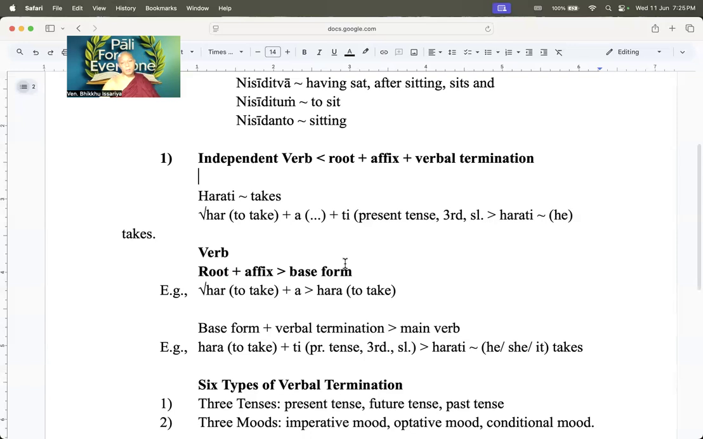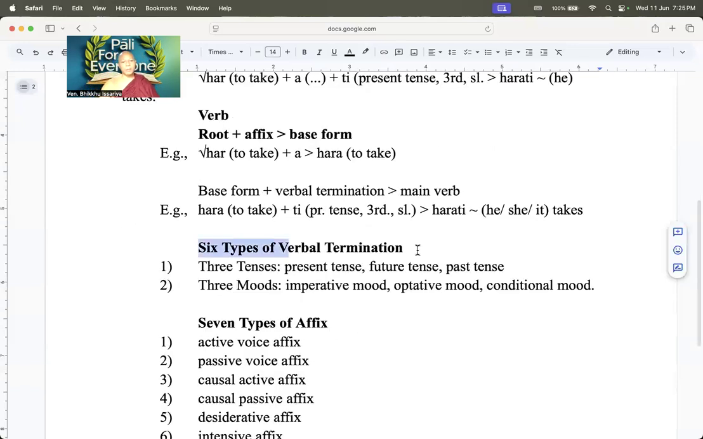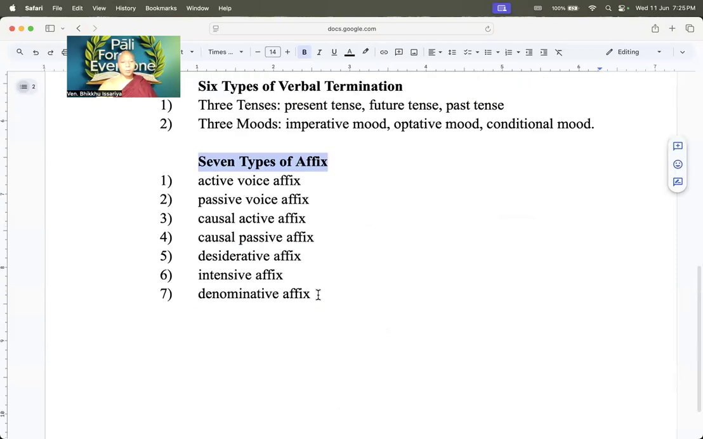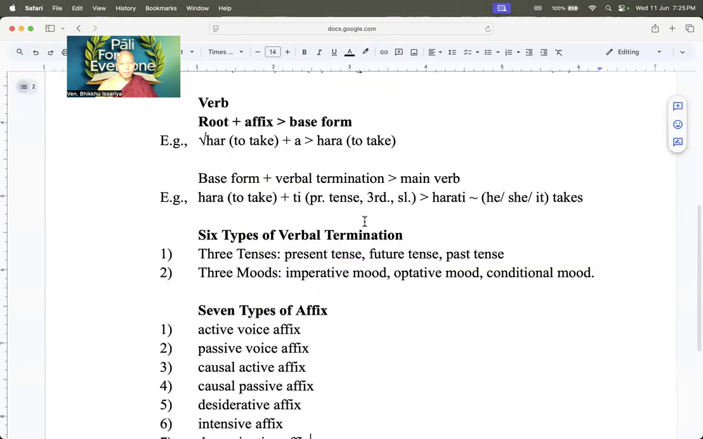So firstly here are six types of verb termination. After that, seven types of affix. Okay, and then in Pali also, this verb termination. Actually, the number of roots is thousands, over thousands, or many. Okay, that is why roots cannot be memorized. And also the meaning of a root is simple, just its origin meaning: to take, to give, to learn, to read, like that.